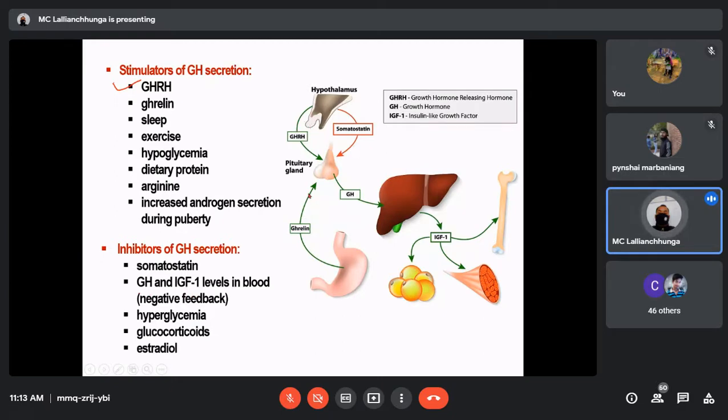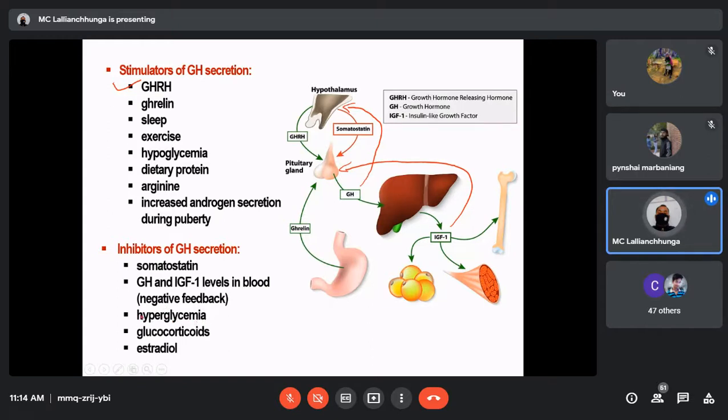Suppose GHRH and ghrelin have increased the secretion of growth hormone, and growth hormone will also increase the secretion of IGF-1. But when the levels of growth hormone and IGF-1 increase, they will have negative feedback on the pituitary gland as well as on the hypothalamus to decrease growth hormone secretion. The meaning of this is that if the GH and IGF-1 levels have increased in the plasma, the negative feedback mechanism will operate.